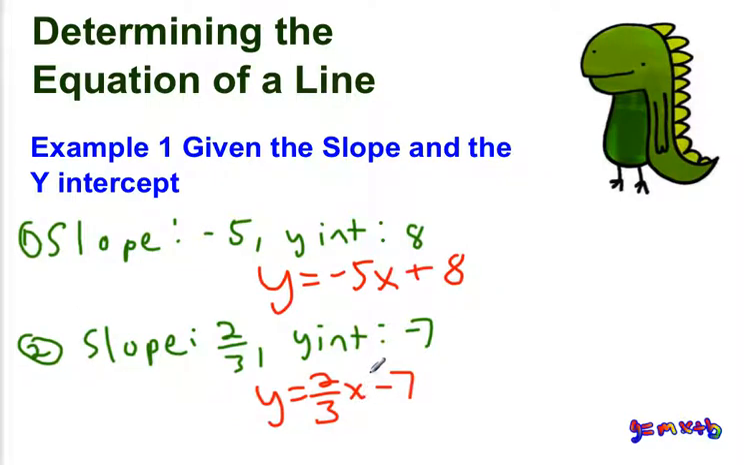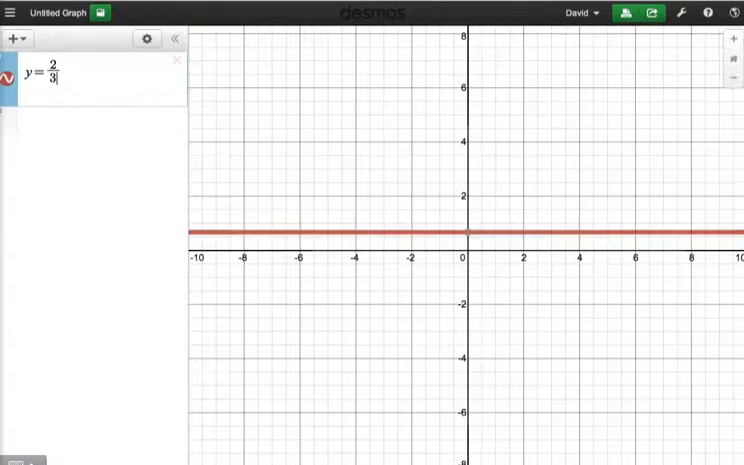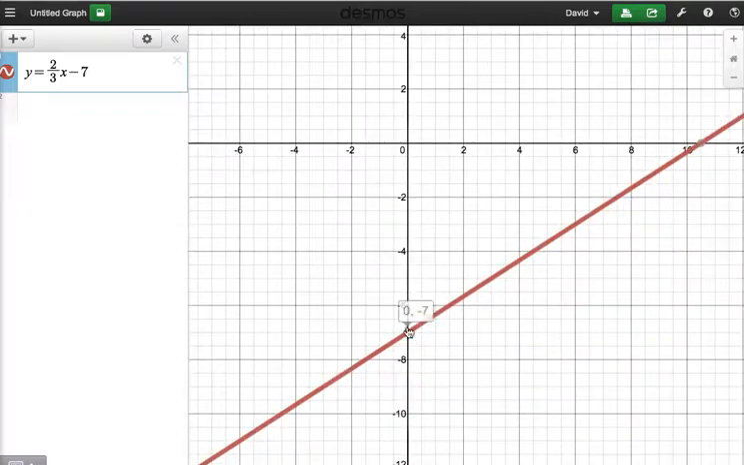So let's look at our friend Desmos for a second. If we have y equals 2/3 x minus 7, all right, there it is. It crosses the graph at -7, and our slope is up 2 over 3.